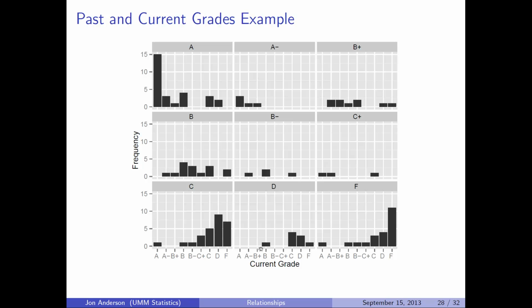That's across the bottom axis of all these panels. And these bars are broken into the grade they got in a past class. So the way to read this is in the upper left corner. These are all people who had an A in the last class. How are they doing currently in the current semester class?